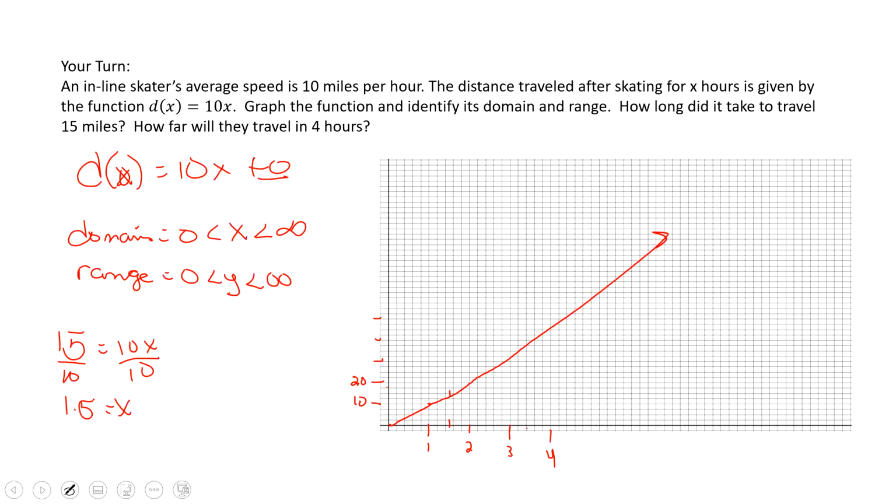Same thing on the other side. How far do they travel in 4 hours? Well, that's just 10 times 4. So d of 4 equals 10 times 4. So d of 4 hours is 40 miles. That makes sense to everyone.